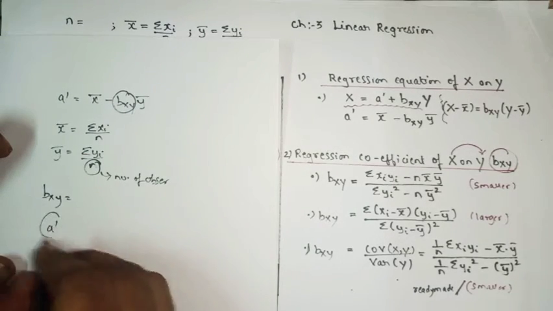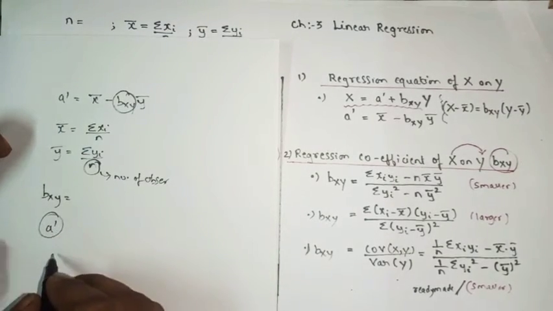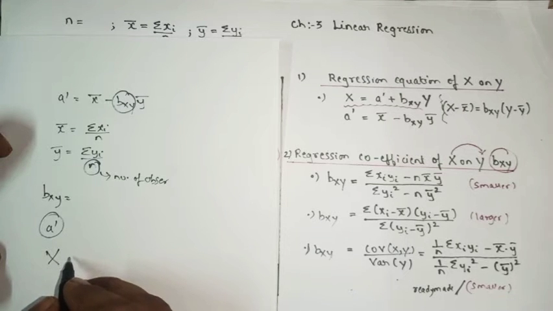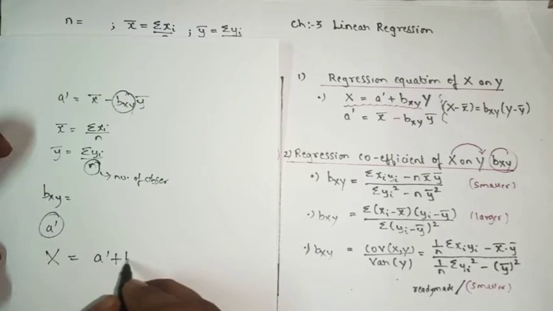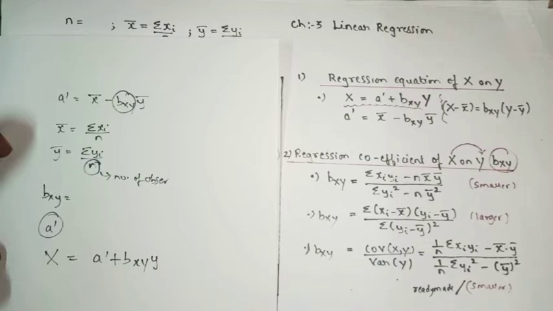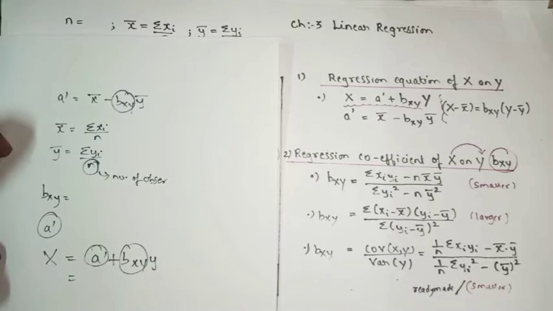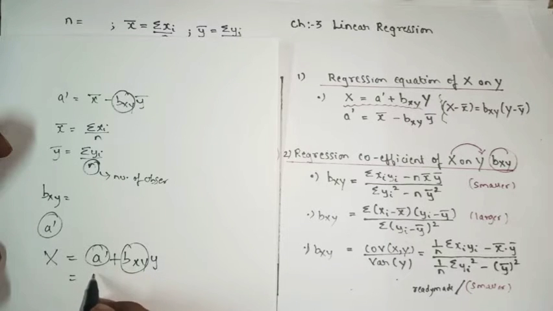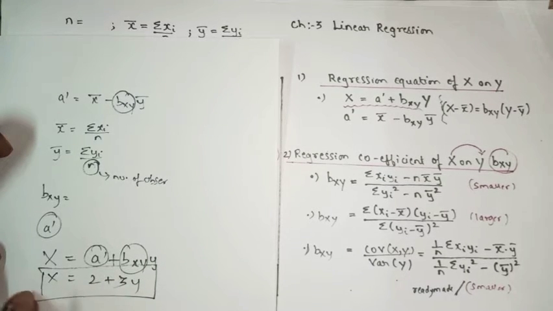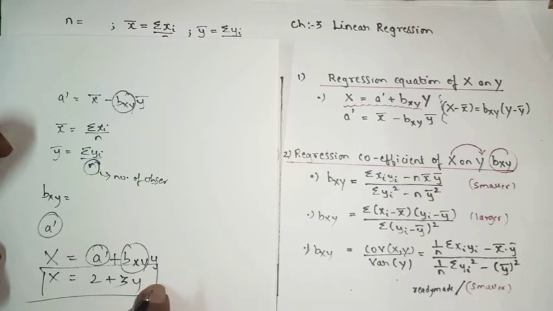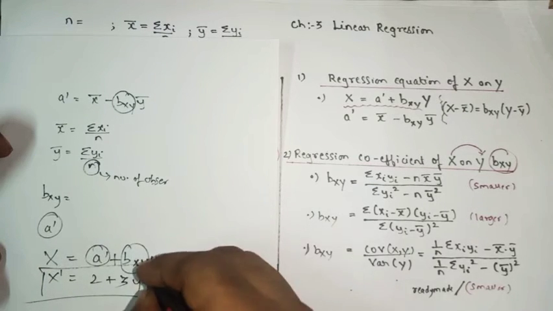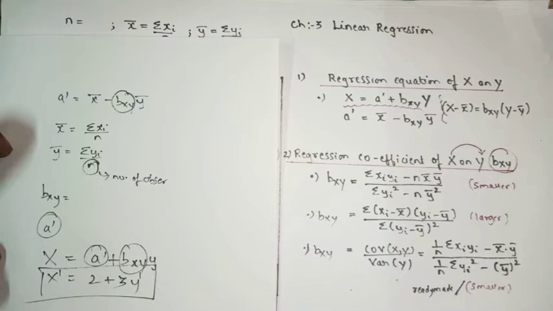After getting all the three values, you will substitute them to get a dash. Then you will take the regression equation x on y and substitute the values of a and bxy. We'll assume a dash as 2 and bxy as 3. Clearly we can see that it is a linear regression equation, as the power of the variable is 1.